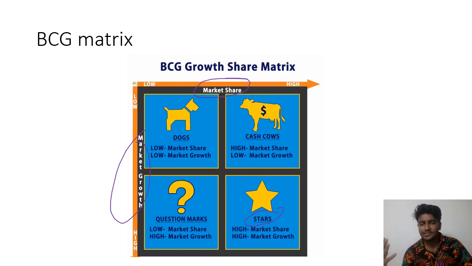Whenever your product is a question mark, it has a high market growth, but the market share is still low. Whenever there is a cash cow, there is market share which is high, but the market growth is low. And dogs, both market share and market growth are low, so it's almost a useless thing now. So that was it from marketing.